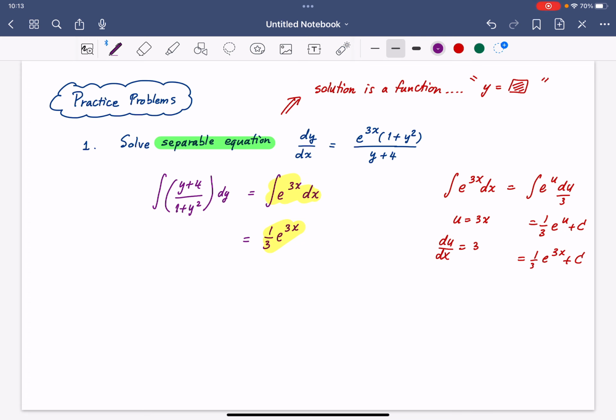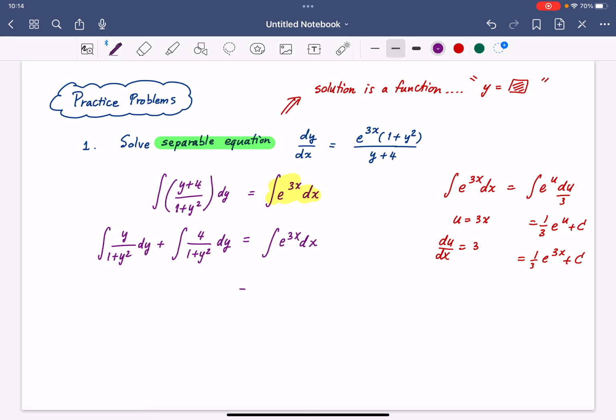This one is hard to integrate, right? Because you have to split it into 2 terms to make it easier. So you can split it into y over 1 plus y squared, this is the first one, and then 4 over 1 plus y squared dy, right? You just separate it into 2 terms, so it's easy to integrate now. So I'm going to keep this one first.